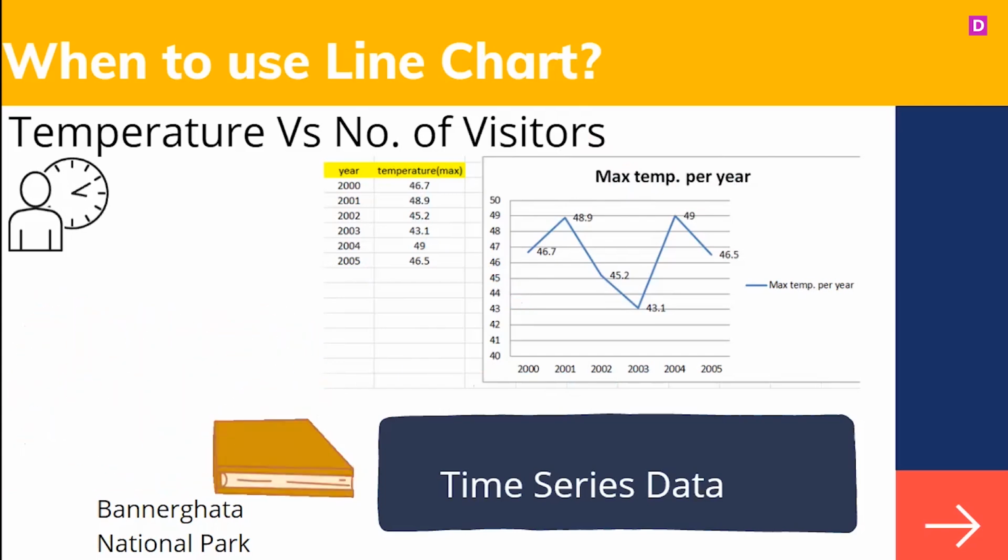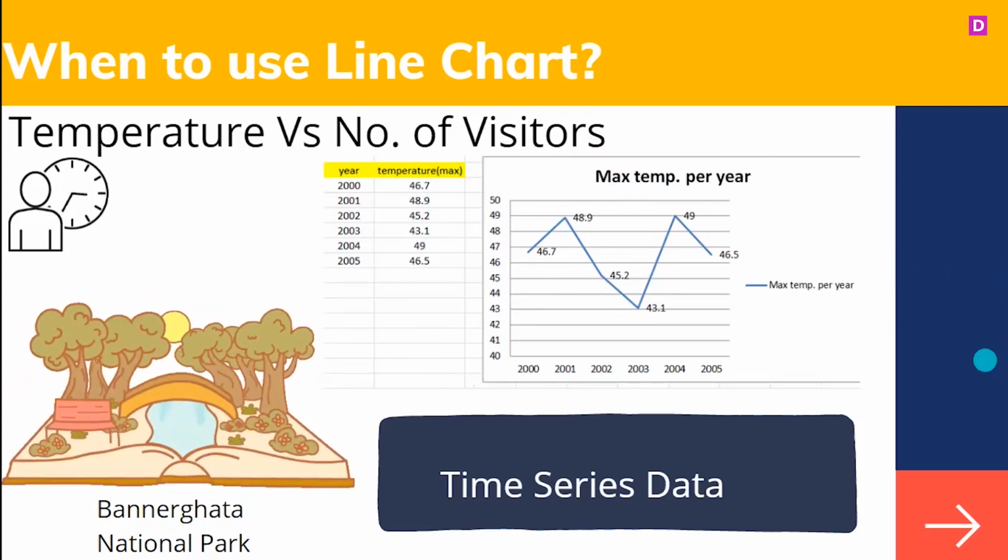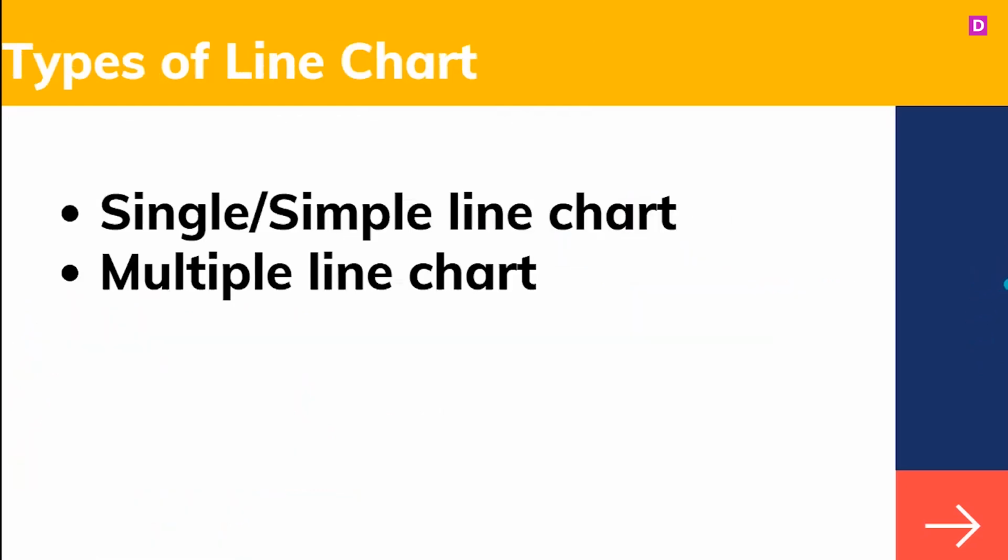Fine. So now that we have got an understanding of the meaning of a line chart, of course, in line chart, you have two categories.